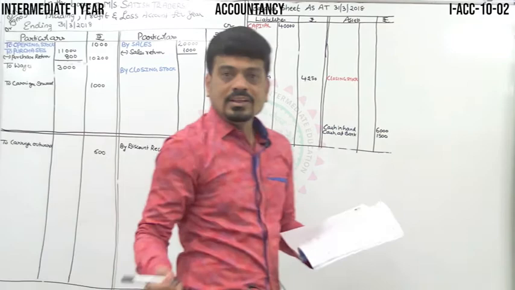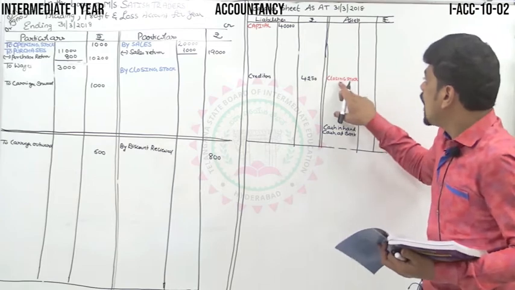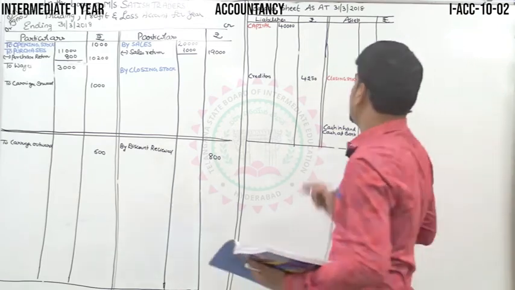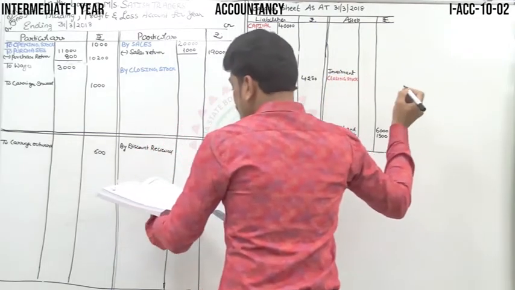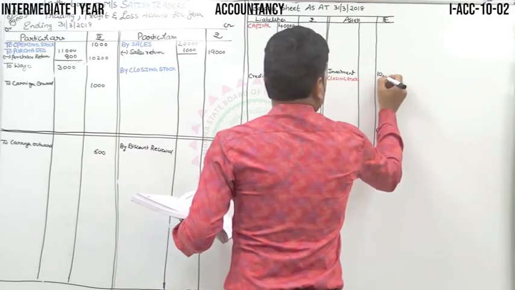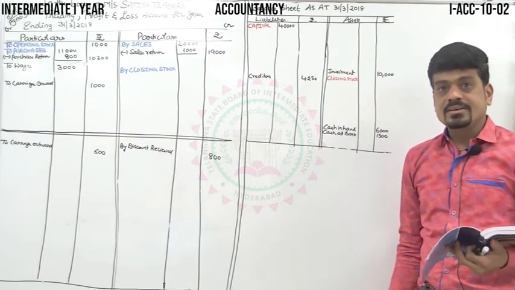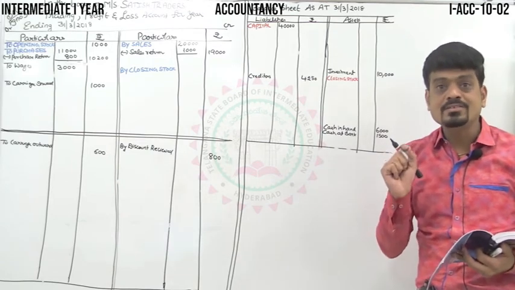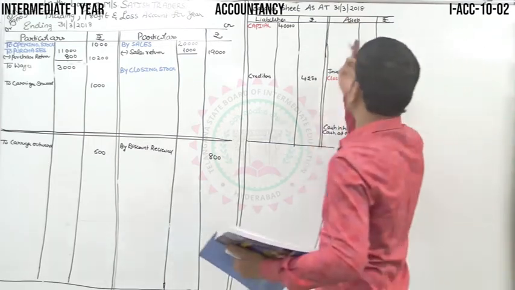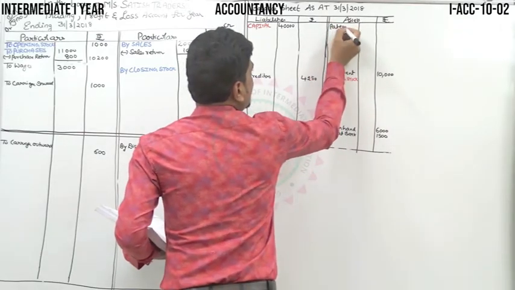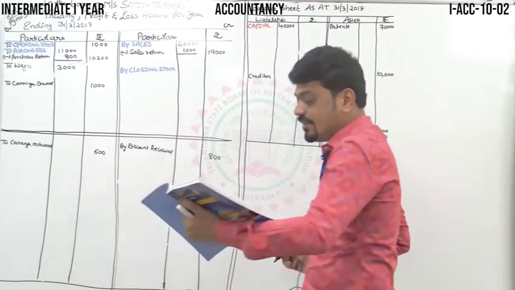Then investment. What is investment? Investment is an asset. Now, sir, where to post? Above closing stock, we'll write investment. So it's an asset, floating asset we call. Investment is 10,000. Then patents. Patents are intangible fixed assets. So I told you already, fixed assets will come above the closing stock. So we'll start writing from here. Patents amount 7,000.